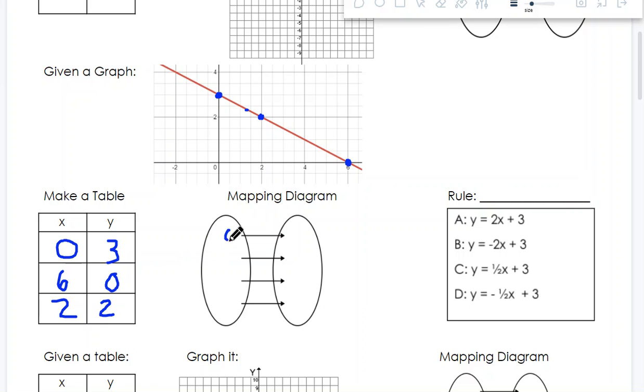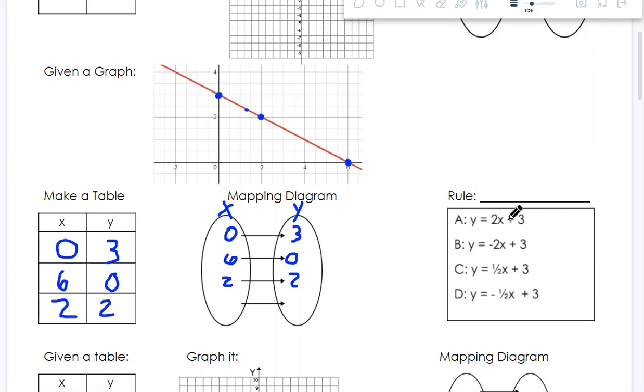So let's make our mapping. Well, 0 is paired with 3. Remember, our x values are on the left, y values on the right. My 6 is paired with 0, and my 2 is paired with 2. So now for the rule, I got to figure out which equation makes these true. So I'm going to plug in these numbers and see what makes true.